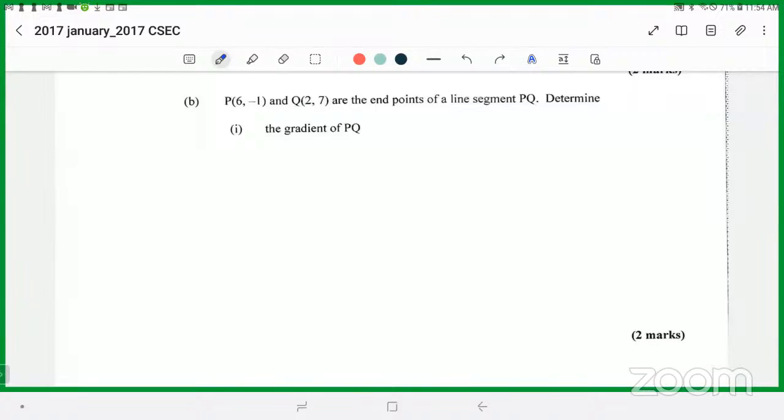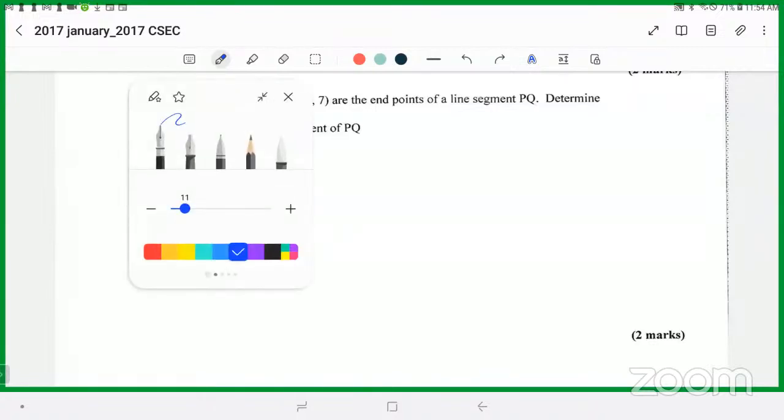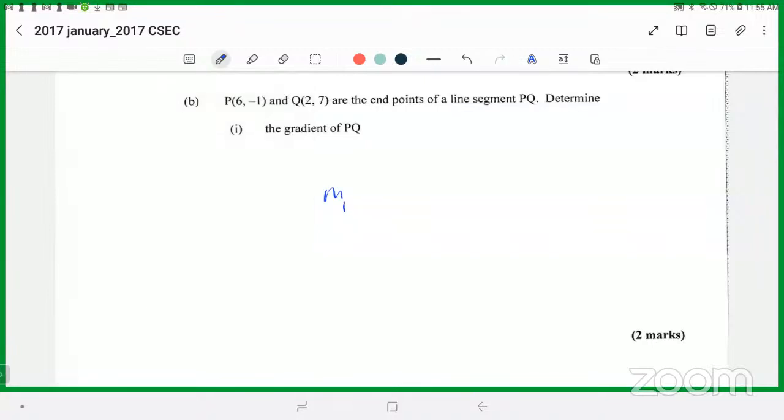Let's try it like this. Gradient of PQ, MPQ, is the difference in y over difference in x. Mute the mic, please. Mute the mic. Somebody just.